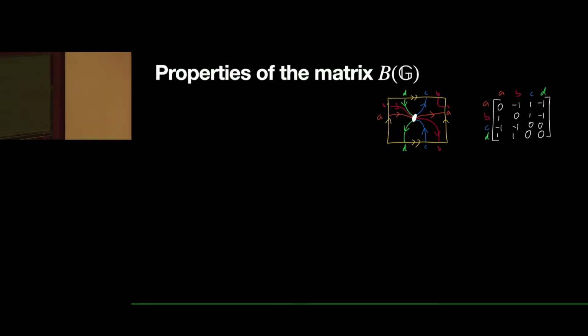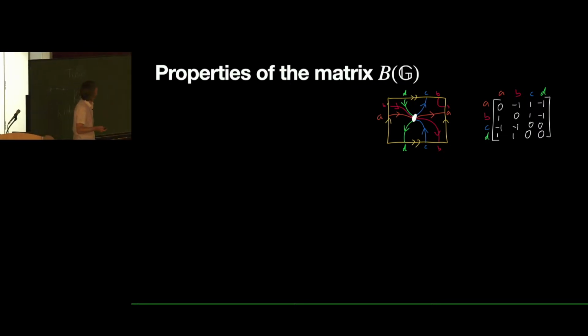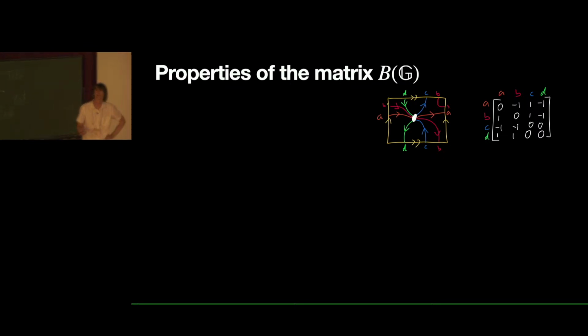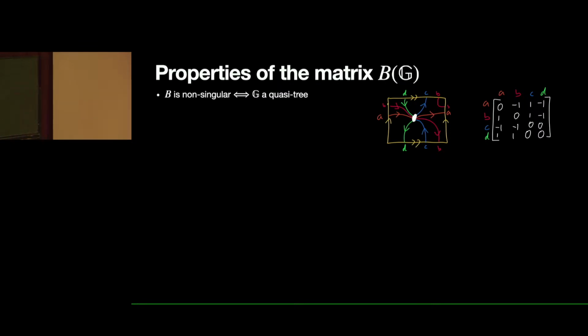Okay, so how are we doing? Where are we? Okay, so we've got this matrix. So let's look at the matrix. We're leaving embedded graphs and working with the matrices. Okay, so we've got this property: our matrix is non-singular if and only if it's a quasi-tree. So that was just from the last slide. What else do we know?